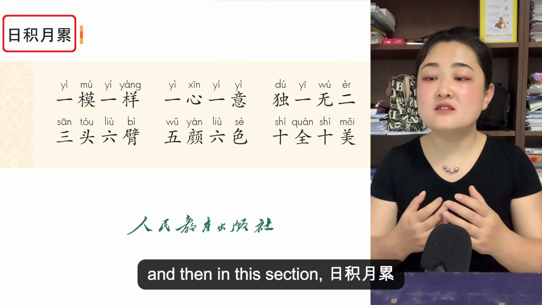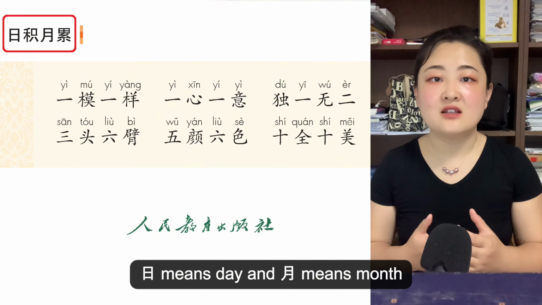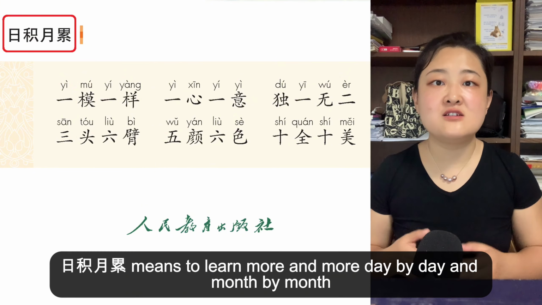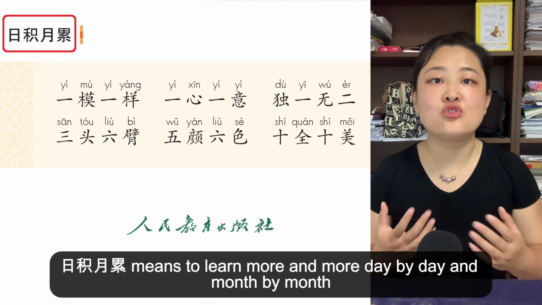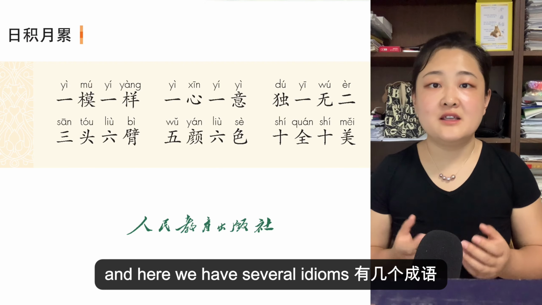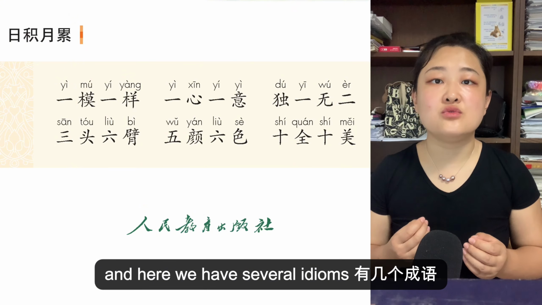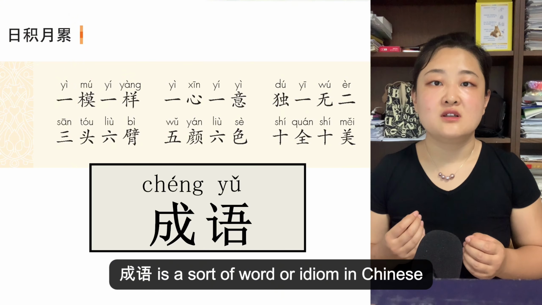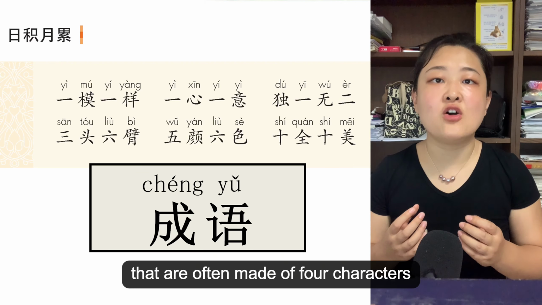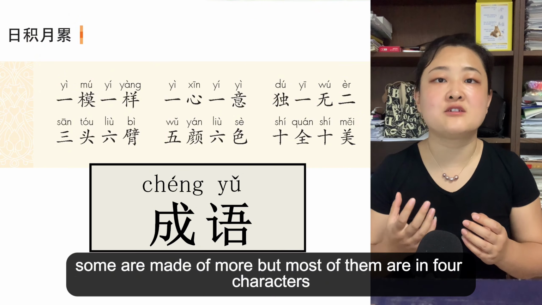And then in this section, 日积月累. 日 means day and 月 means month. And 积累 means to accumulate. 日积月累 means to learn more and more, day by day and month by month. And here we have several idioms. 有几个成语. 成语 is a sort of word or idiom in Chinese that are often made of 4 characters. Some are made of more, but most of them are in 4 characters.